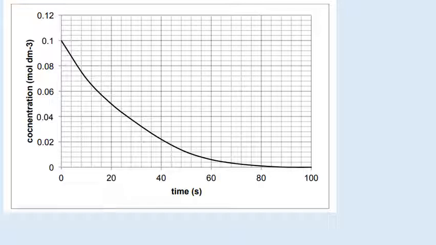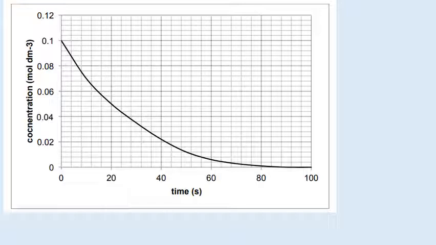What we can do here to calculate the rate is determine the gradient, the slope of that line. Now, because it's a curve, the gradient is changing. The gradient is the greatest at the beginning at 0 seconds, and it goes all the way down to 0 gradient at the end when the reaction's stopped. So the gradient is determining the rate of reaction.